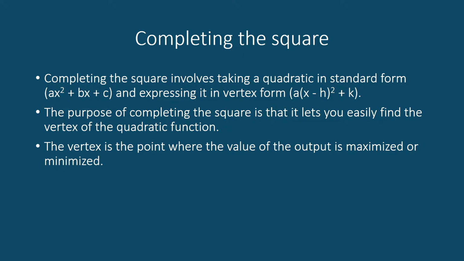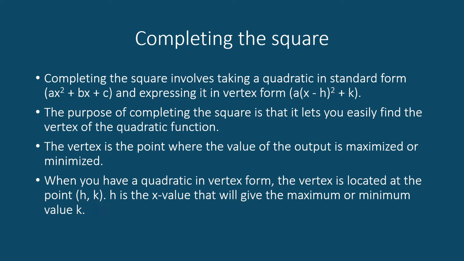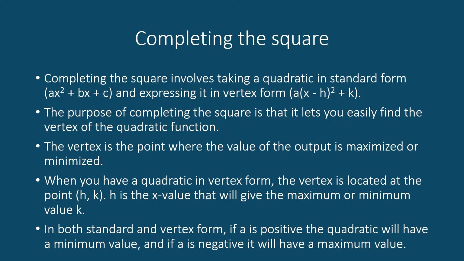function. The vertex is the point where the value of the output is maximized or minimized. When you have a quadratic in vertex form, the vertex is located at the point h, k, where h is the x value that will give the maximum or minimum value k. In both standard and vertex form, if a is positive, the quadratic will have a minimum value, and if a is negative, it will have a maximum value.